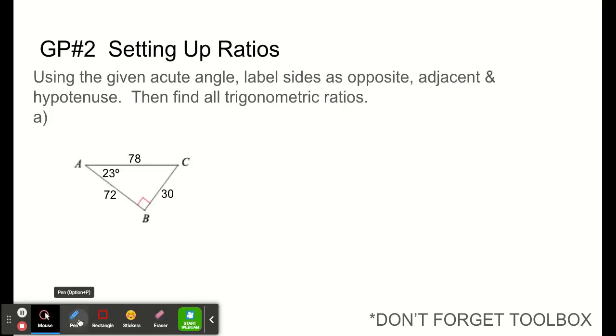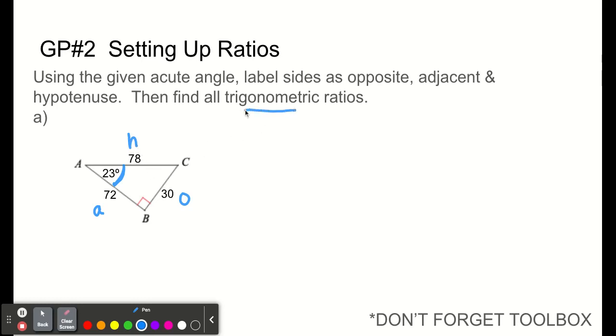All right, so for GP number 2: using the given acute angle, so our given acute angle here is 23, label the sides as opposite, adjacent, and hypotenuse. Then find all trigonometric ratios. So given 23 as our reference angle, the side opposite would be here, 30. The side adjacent, that is not the hypotenuse, would be this one, 72. And our hypotenuse would be here, and that is 78.